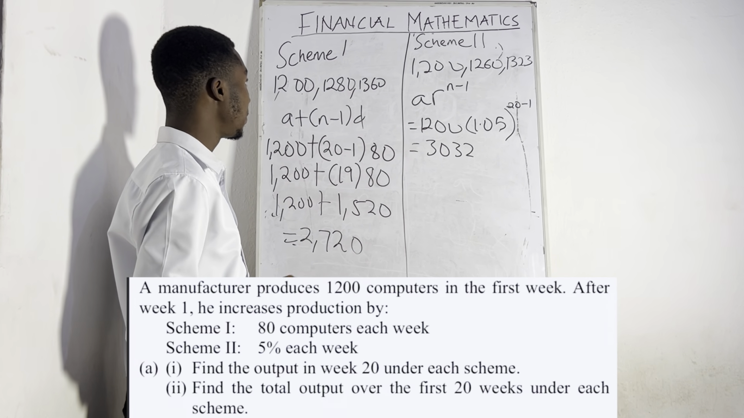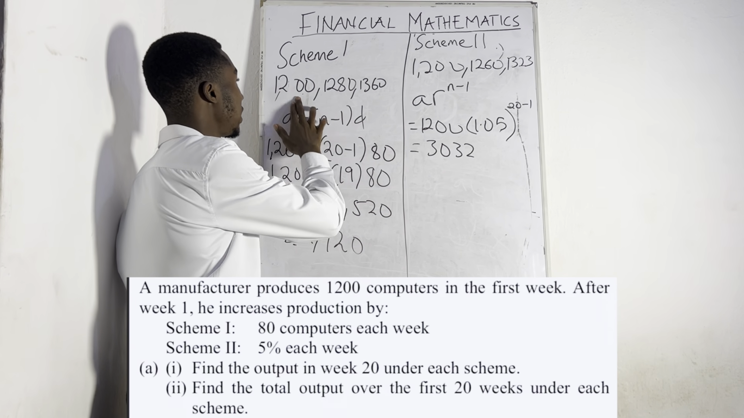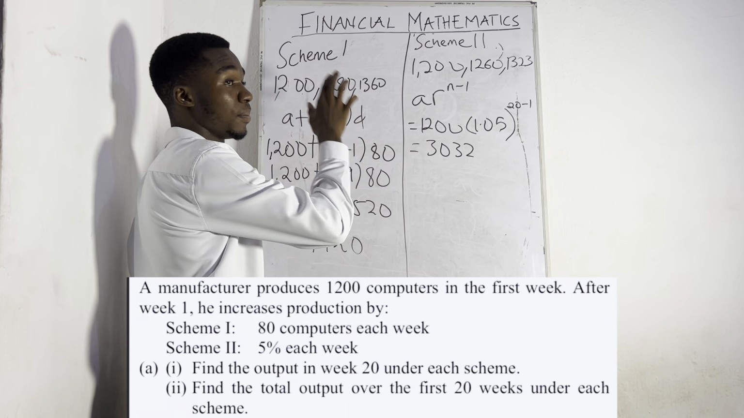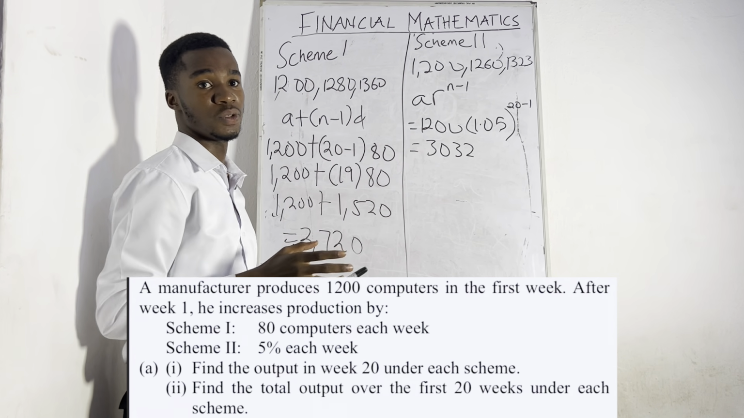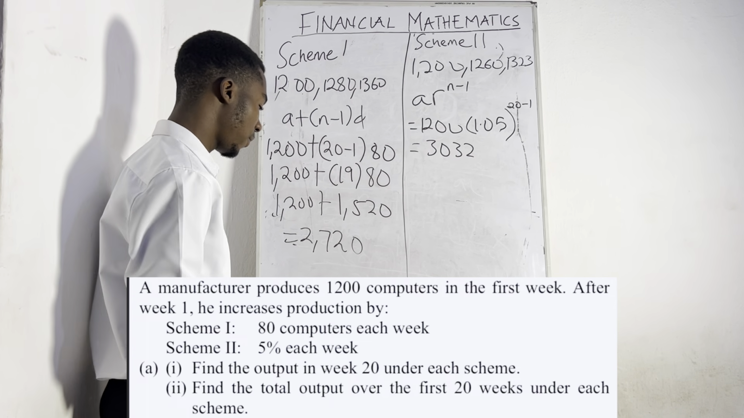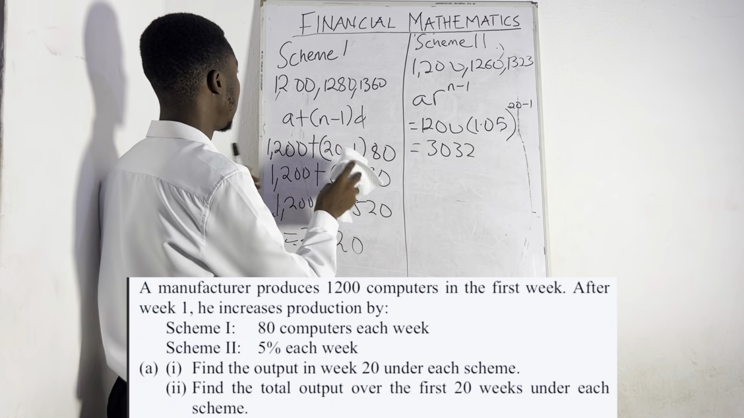You get it. So what that means is that, for scheme 1, the first term plus the second term plus the third term up to week 20, when you add all of them, what are you getting? Same as scheme 2. And that one, I said the formula for that one is, so let me just clean here.